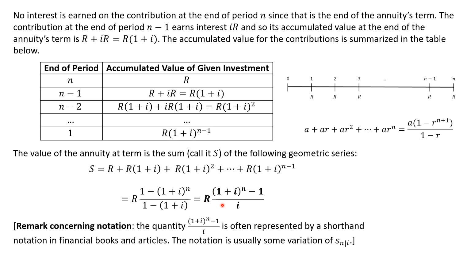Sometimes this quantity here is given a notation. It'll look like this, s sub n slash i. Sometimes you'll see it as s sub n comma i. There are different variations. I just pointed it out here in case you're reading different books or material related to annuities, you may see this notation.